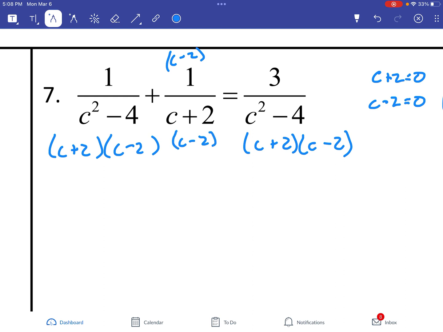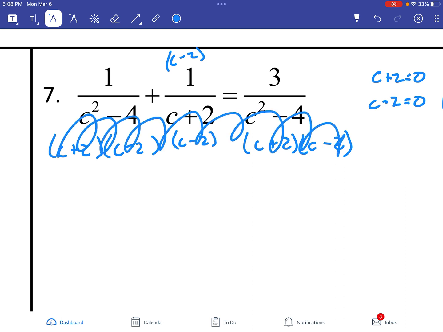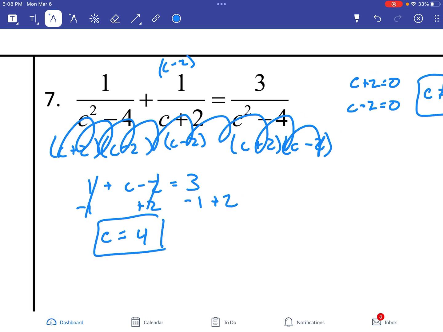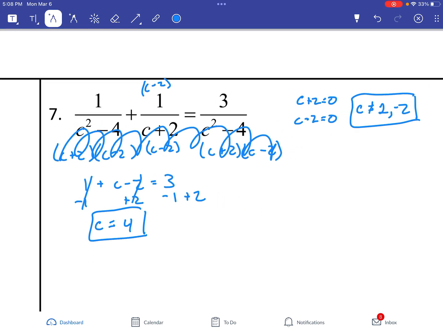Now that our denominators are all the same, we can cancel them out. The 1 on the top stays the same. Plus 1 times c minus 2 is c minus 2 equals 3. Okay. I'm going to subtract the 1 and add the 2 to the right-hand side. So that goes away, that goes away. I'm left with c is equal to 3 minus 1 is 2, plus 2 is 4. And there you go. Since 4 is not one of my domain restrictions, my answer will work.